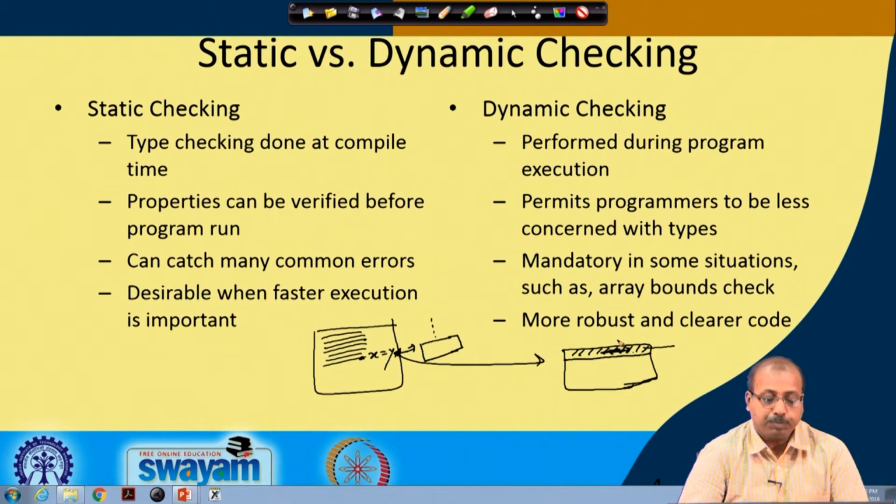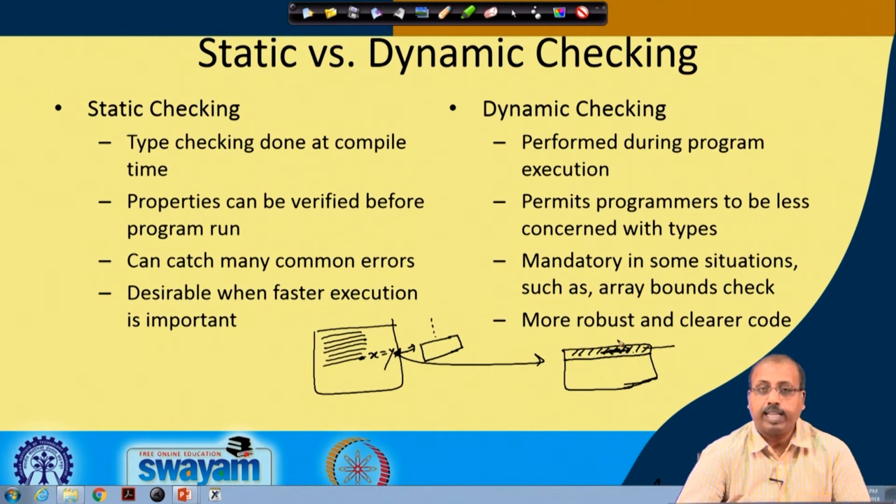Static checking can catch many common errors. What are the common errors? Like where we have variable types, there is a type mismatch. Those are very common errors, and the compiler can very easily catch those things. So, that way static checking can do this check.